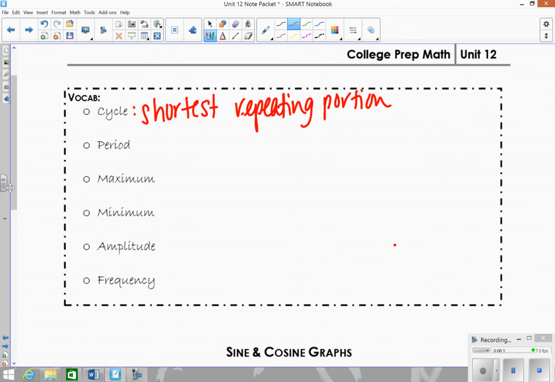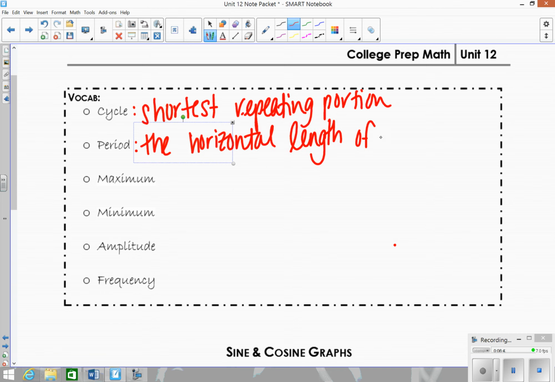The period for a graph is the horizontal length of one cycle. So how long is one cycle? Basically, for both sine and cosine, it takes 360 degrees or 2 pi to get a full cycle in. That's the length of one complete cycle, the horizontal length of one cycle.